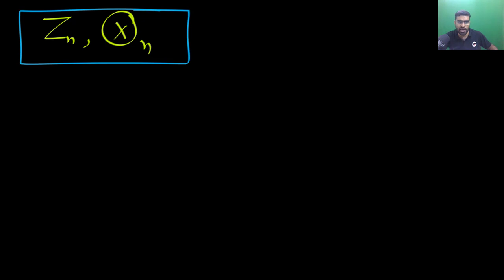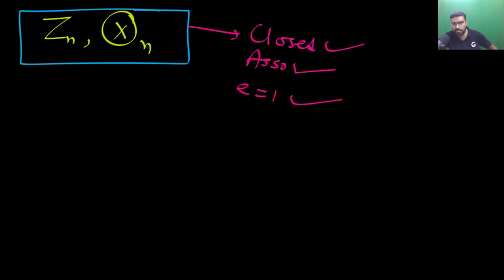So I can say, if you have this structure Zn with multiplication modulo n, in this structure, remember, which elements will have inverse? This structure is closed, the closure property is satisfied, the associative property is satisfied, and you have an identity element also.